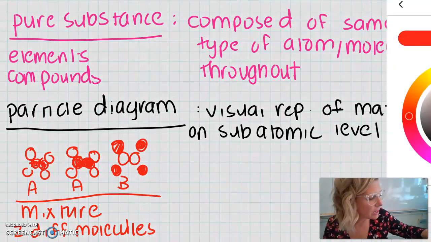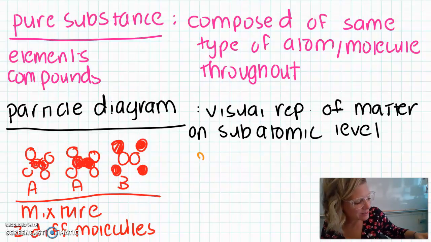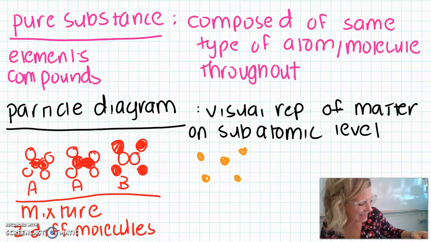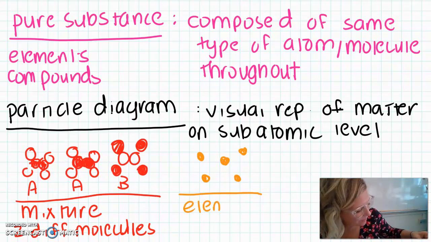Our second particle diagram is a series of this. You'll notice that they're singular, and so those are going to be atoms. So what is this if we have only one type of atom present? This is an element. Again, only one type of atom present.